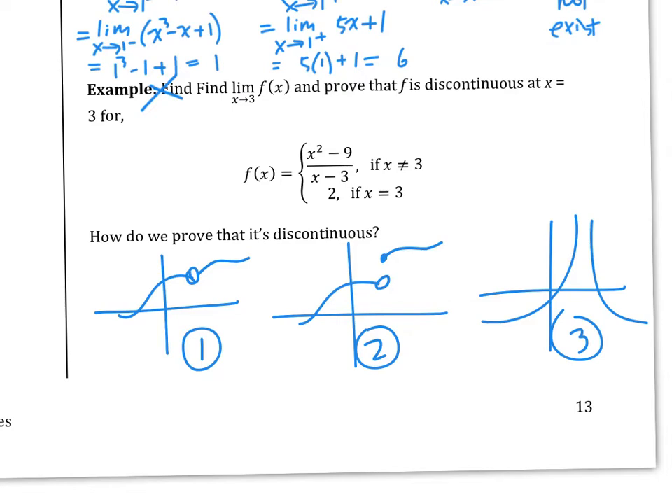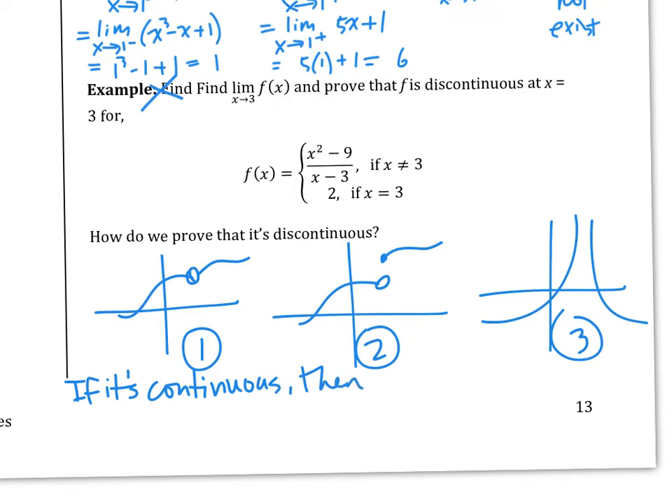Now, in each of these cases, you have to prove that it's discontinuous in different ways. But in general, there are just two things that you need to take care of. First, we always want to talk about whether the left-hand side and right-hand side go to the same number. If you want to prove that something is continuous, the left-hand side and right-hand side must go to the same number. So if it's continuous, let's write that.